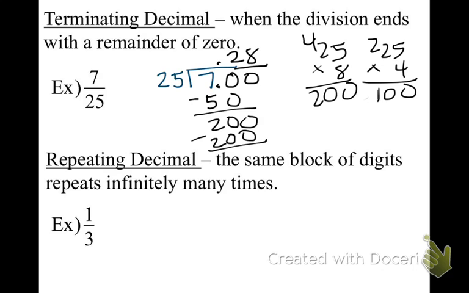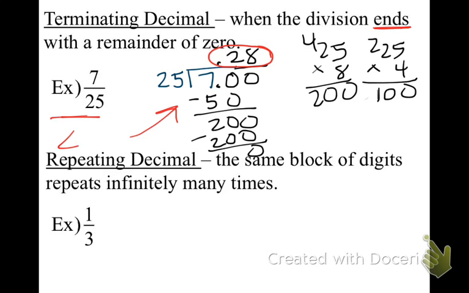And what do I get? I get 0. Was I looking for a remainder of 0? What do I have? Remainder of 0. So what's my answer? 0.28. It ends. Do I just keep going on and on and on? No, so it stops. So terminating decimal, 0.28. Make sure you have this example as well as the math.